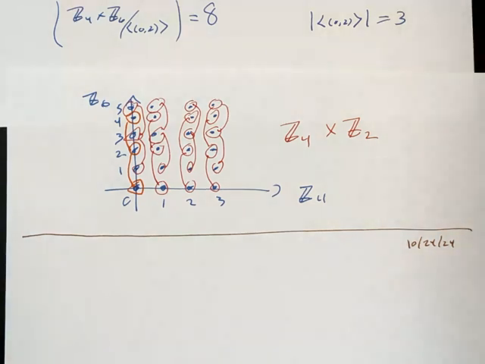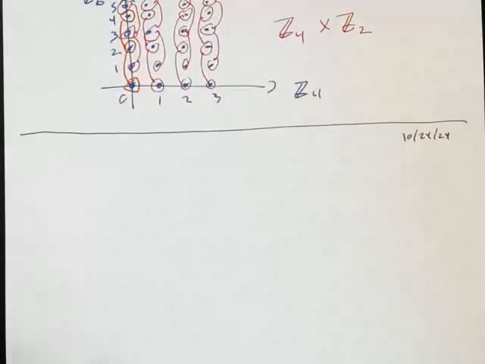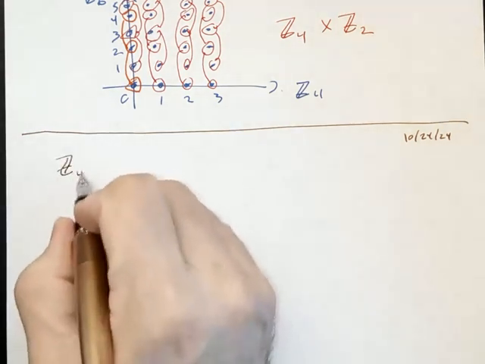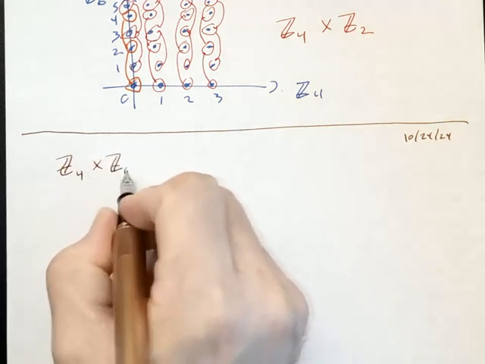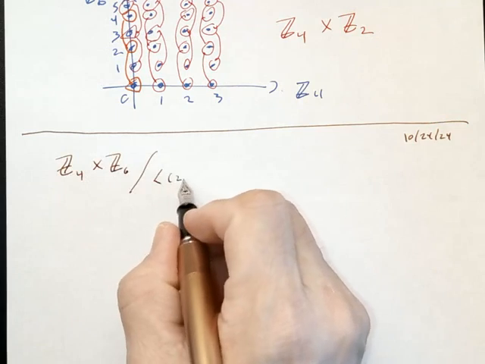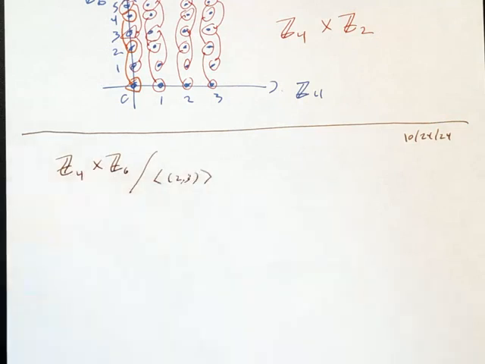So what if I were to take this exact same group, use a different normal subgroup? Let's consider what happens if we do Z4 by Z6, but instead of going by (0, 2), we mod by the subgroup generated by (2, 3).